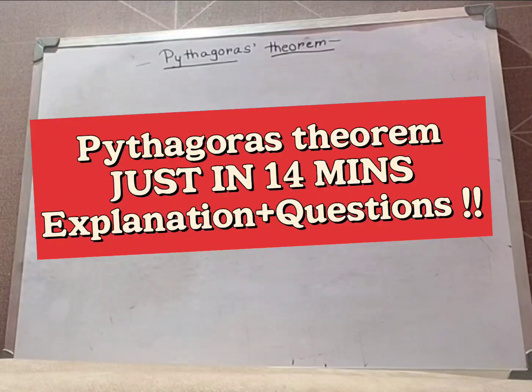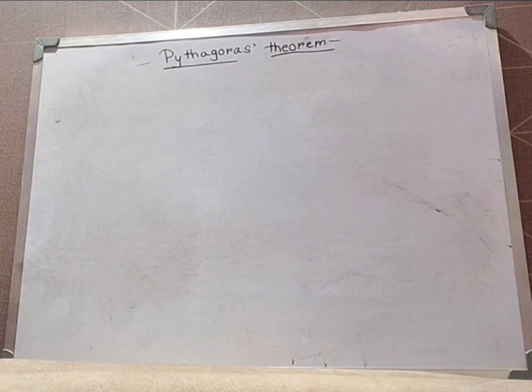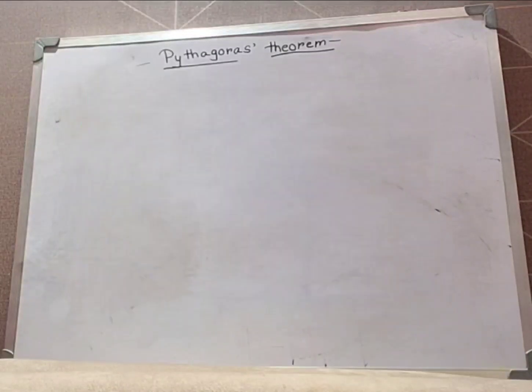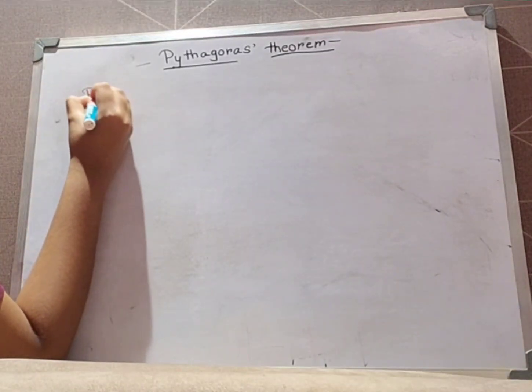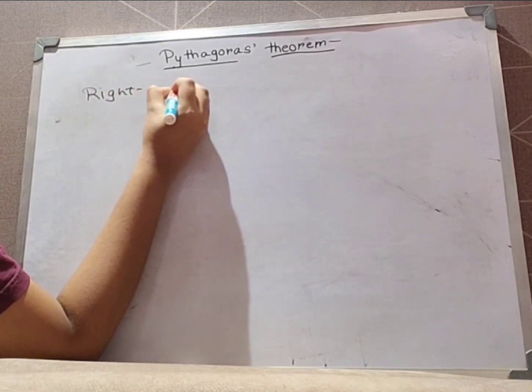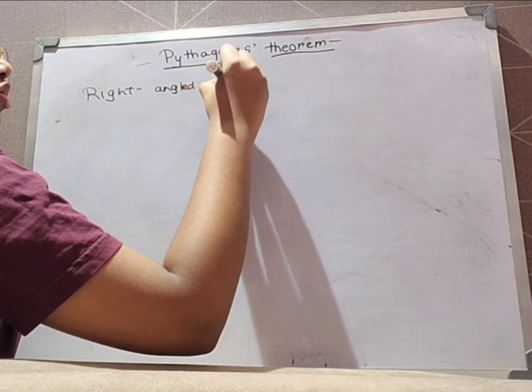Everyone, let us learn Pythagoras theorem just in a few minutes. Now we know that there are various kinds of triangle, like acute triangle, obtuse triangle, reflex triangle, straight angle. One of them is right angled triangle, right? It is right angled triangle.